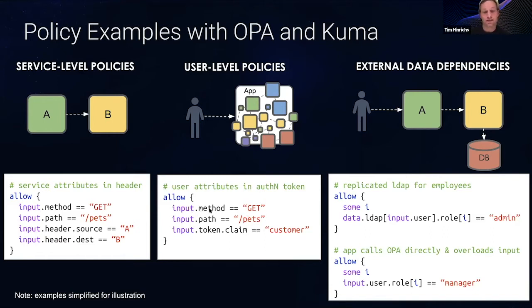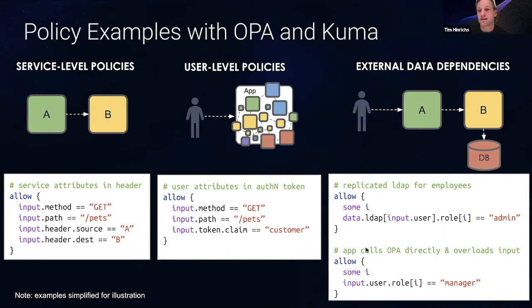In this particular case, we wanted to allow all customers to run the GET method on /pets. Again, we're just checking the method and the path, but this time, instead of looking at the headers, we're going to look at the token, often a JWT, or JSON Web Token, that stores attributes about the user who is making the request. So here we see a user level policy. What I'll call out is that the distinction between these is very slight. It boils down to just what conditions you put into these rules.